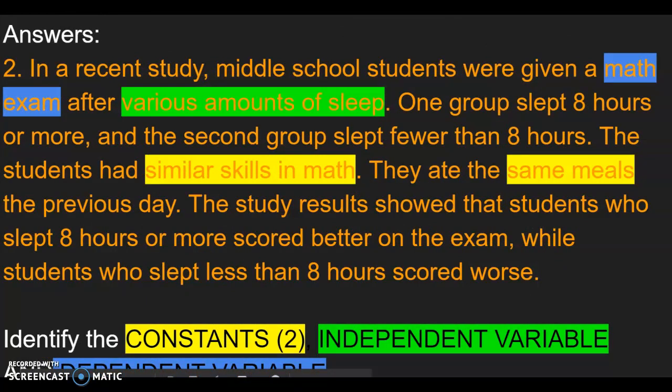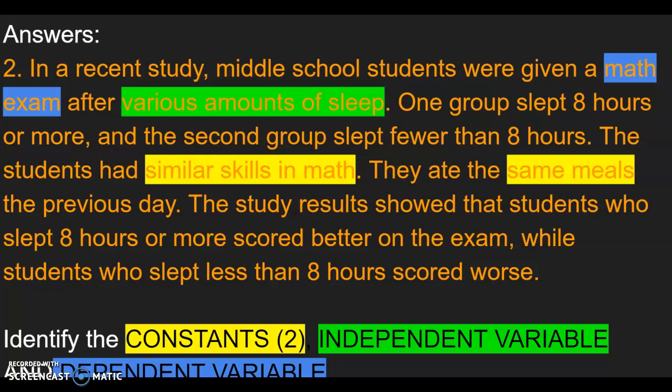So your answers, sorry, there were constants, there were only two, my bad. In a recent study, the middle school students were given an exam after various amounts of sleep. Now, there's a lot of information in the very first sentence, and a lot of times in the very first sentence, you're going to find your independent and dependent variables. So my independent variable, the one thing I'm altering, is how long they're going to sleep. So some of them were 8 hours or more, some were 8 hours or less. That was the one variation from one group of students to the other group of students.